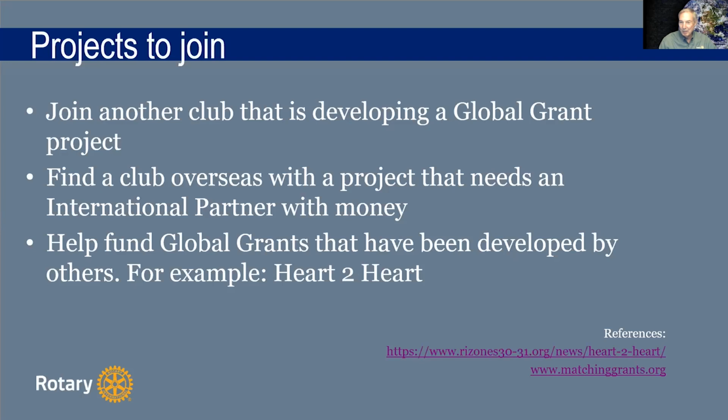I also have a couple of references here. One of them is a link to Heart, and the other one is a website called Matching Grants. That's not run by Rotary. It was formed by one of the districts in the U.S. And it's just a place where people can list their matching grant if they're looking for a partner or some financial help or something like that. And so you'll find maybe 50 global grants in there that are looking for partners.